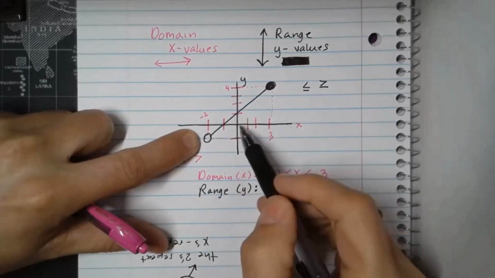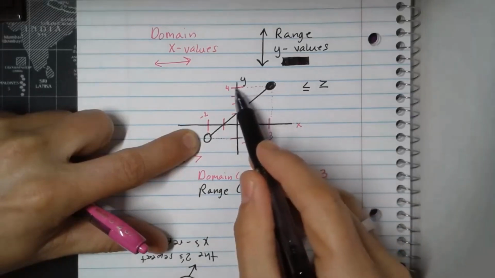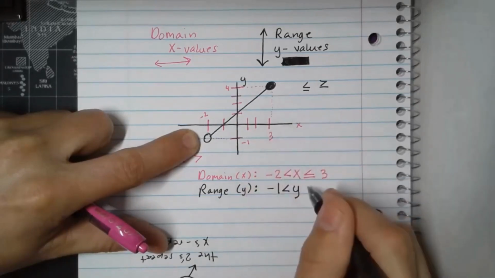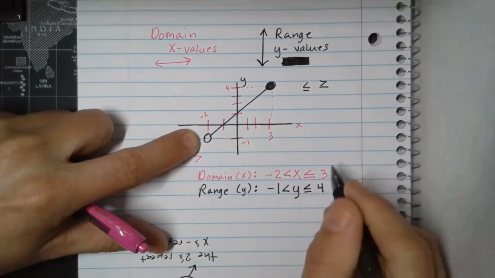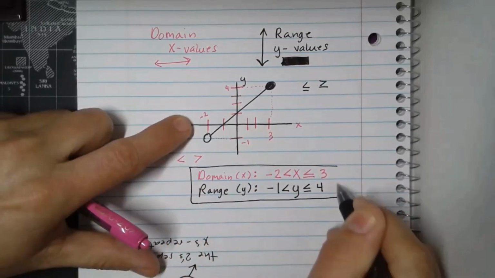And then I'm going to go up to the highest point, which notice if I go up to the highest point, it goes up 4 times. Now that is a closed dot, so I'm going to put less than or equal to +4. And when I say closed dot, just because it was filled in. And this is my domain and range for this particular problem.